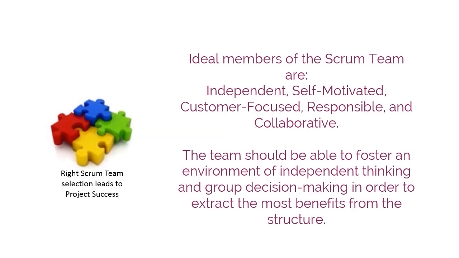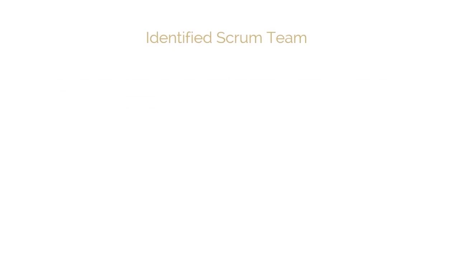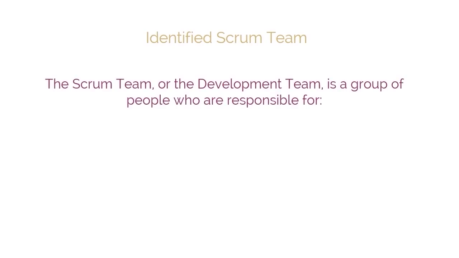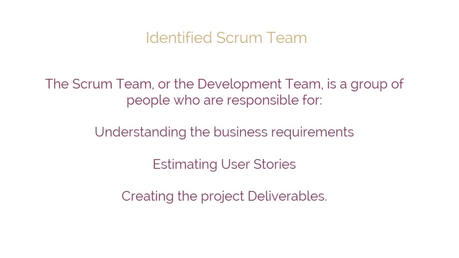The output of the Form Scrum Team process is Identified Scrum Team. The Scrum Team, sometimes referred to as the Development Team, is a group or team of people who are responsible for understanding the business requirements, specified by the product owner, estimating user stories, and final creation of the project deliverables.